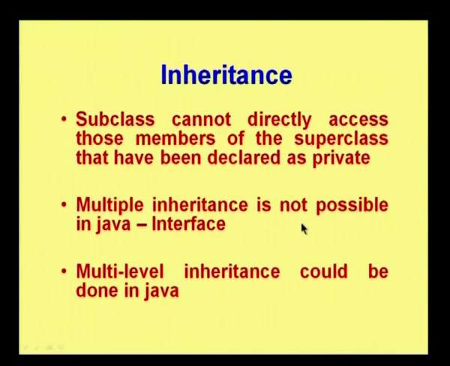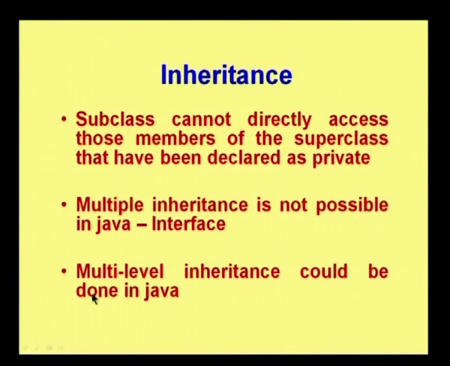Next, multiple inheritance is not possible in Java. So, what is multiple inheritance? We have two base classes and then we try to create a new class which needs the properties and methods available in the two base classes. That is what is multiple inheritance.